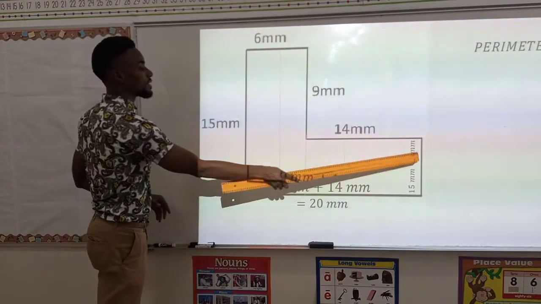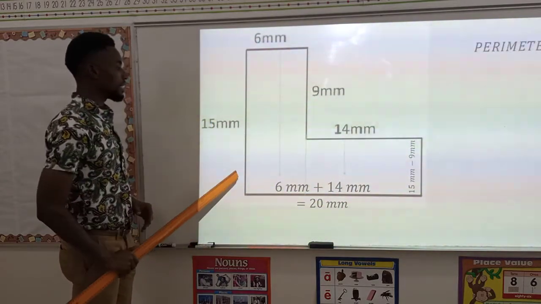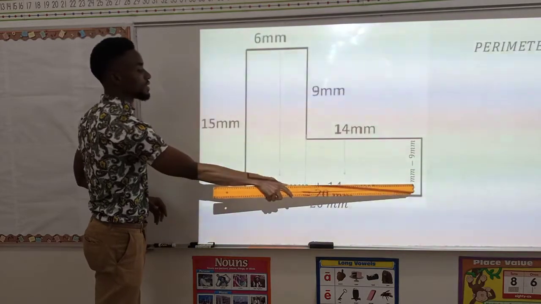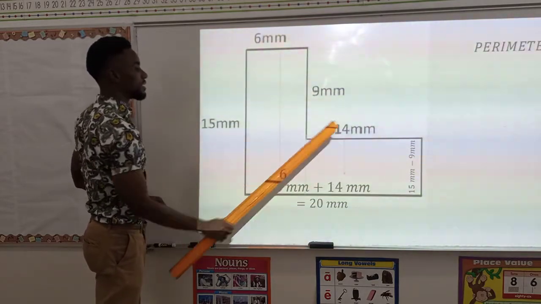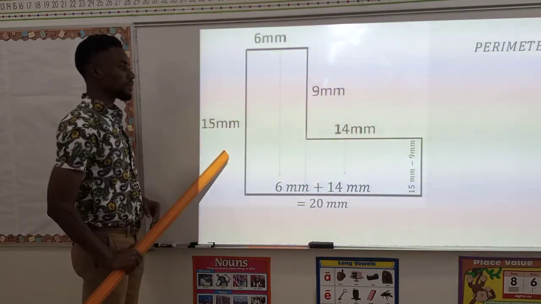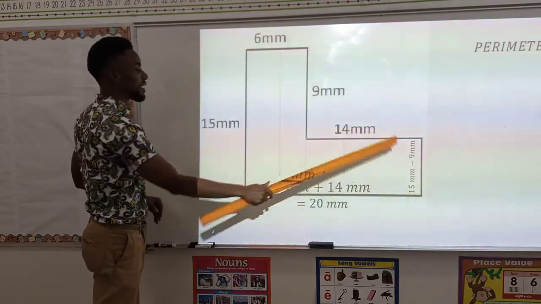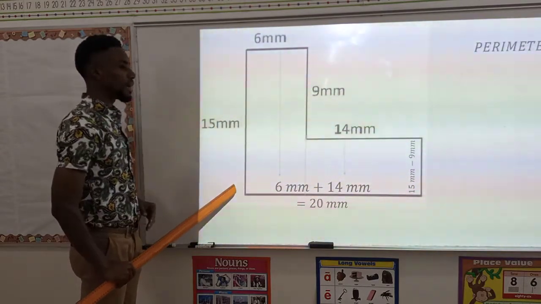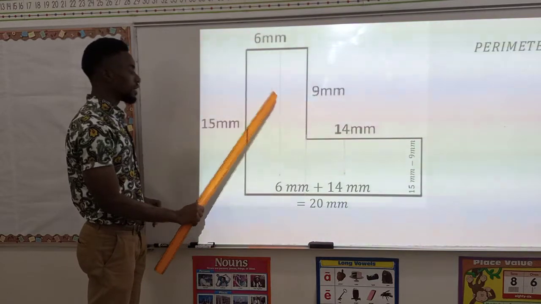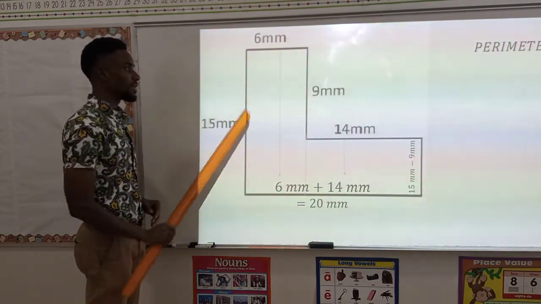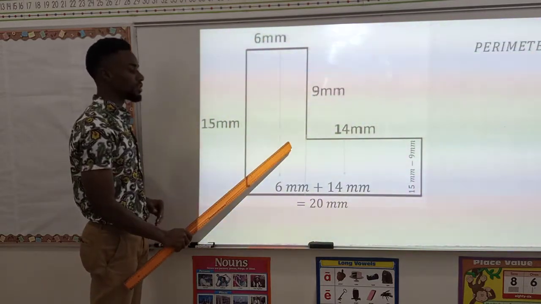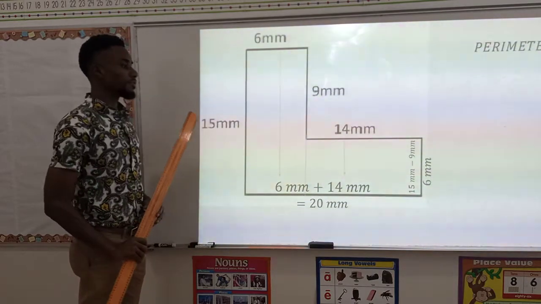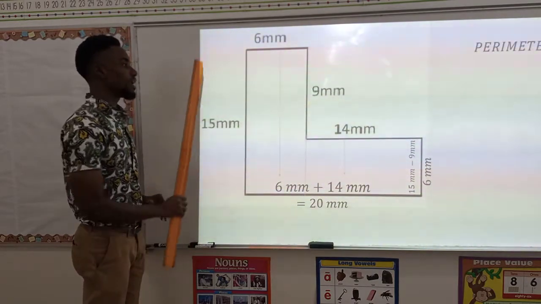Now how do we get this side here? Now this whole side is also parallel to this side, so this side is part of this side. So how do we get this smaller side? We say the longer parallel side minus the shorter parallel side. In other words, 15 millimeters minus 9 millimeters, which is going to give us what? Of course, 6 millimeters. Now we have all our sides.